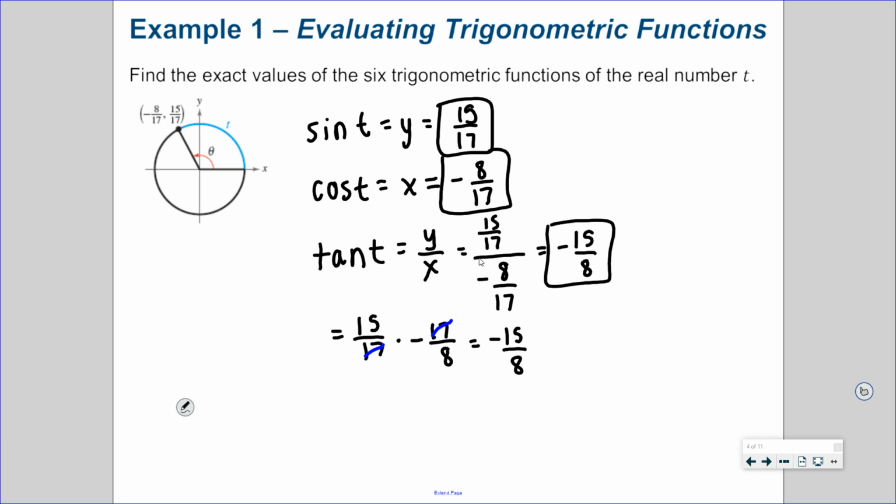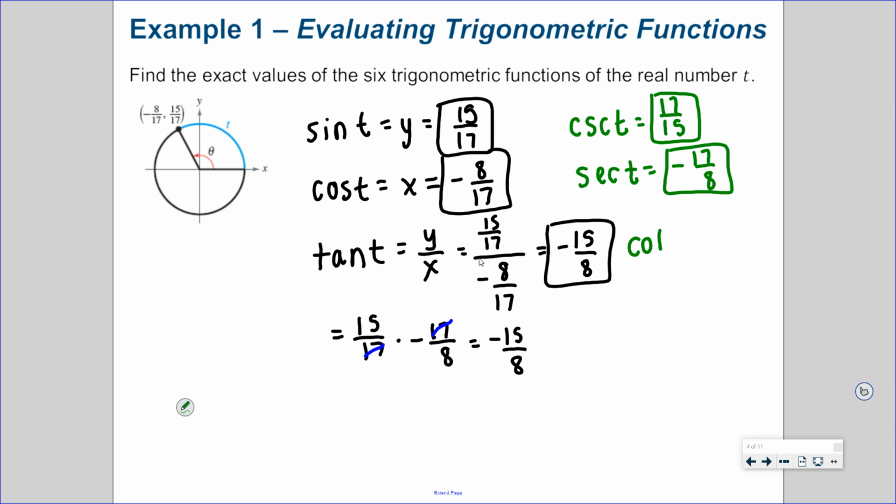Now, it says find the exact value of all 6 trig functions. So then I like to do their reciprocals right next to them. Sine's reciprocal starts with the c, that's cosecant. And then all I got to do is flip that fraction, 17 over 15. Just find the reciprocal. Cosine's reciprocal starts with an s. Secant would be still negative. It's just the reciprocal. Negative 17 over 8. Cotangent would be negative 8 over 15. So again, you don't really need to memorize that, like, oh, secant is 1 over x. If you can find cosine, you just flip it.